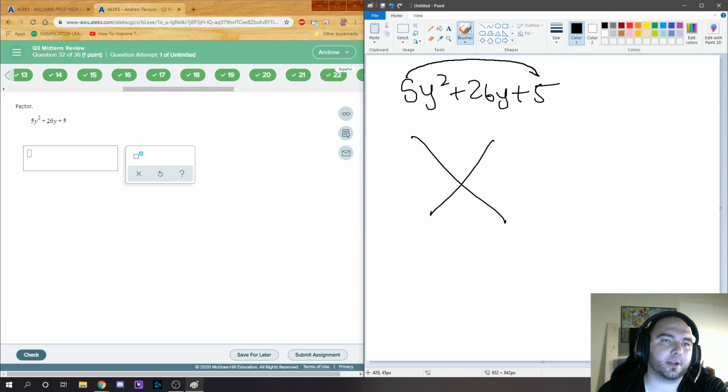Extra step number 1 is right at the beginning. You do 5 times 5 on top, not just 5. You got to do 5 times 5. The first number times the last number, okay? Then 26 is on bottom. So what multiplies to make 25 but adds up to make 26? That'll be 25 and 1.